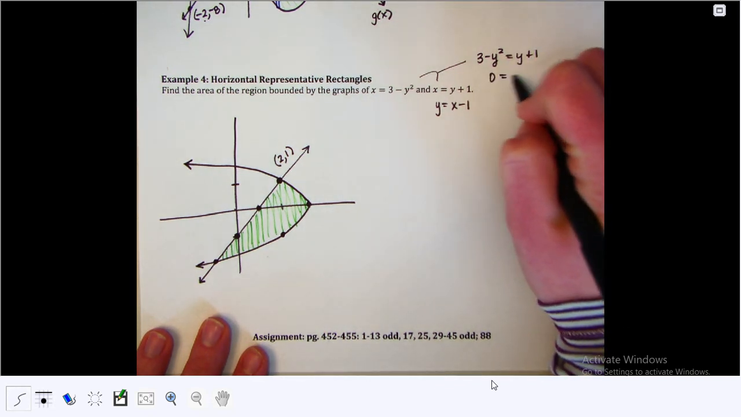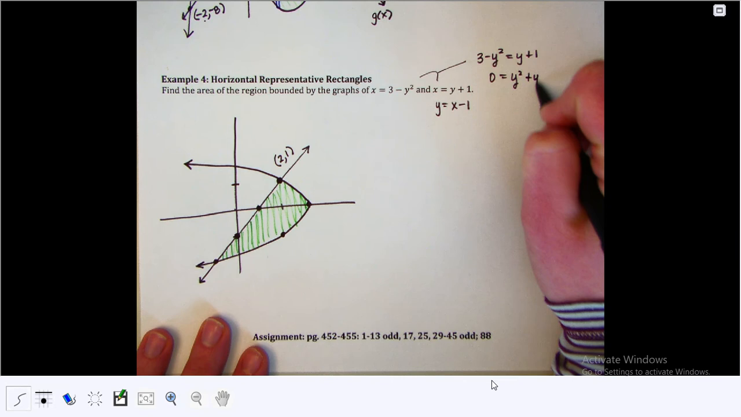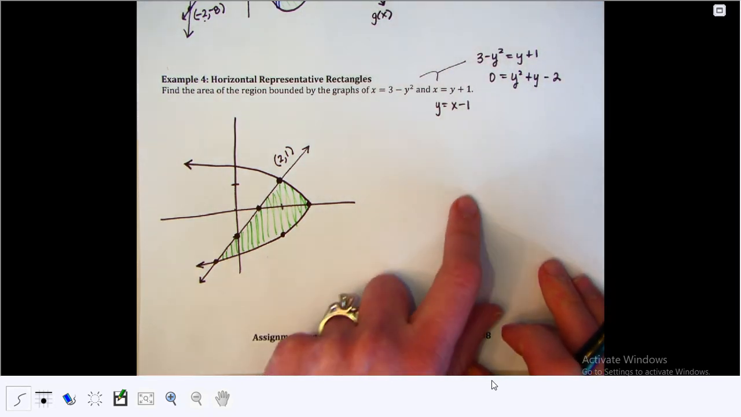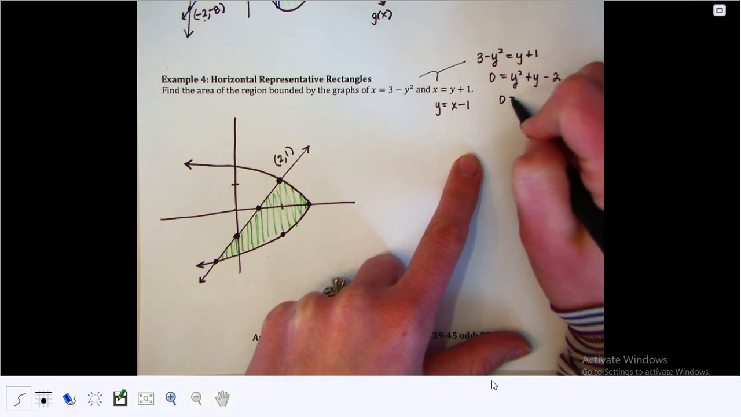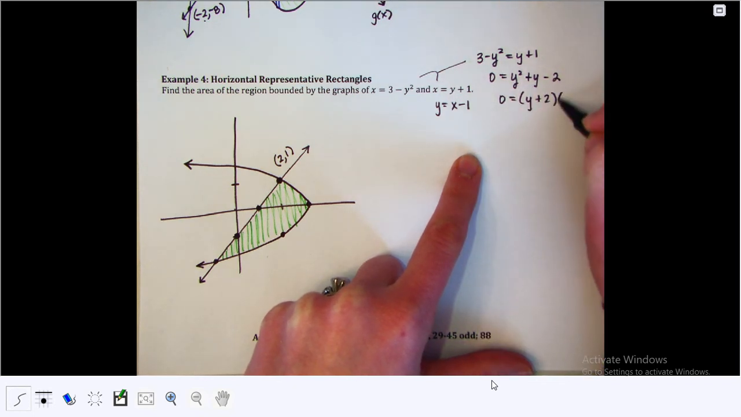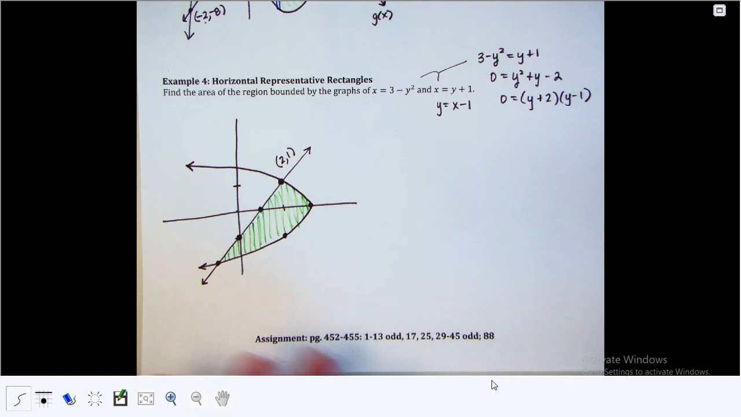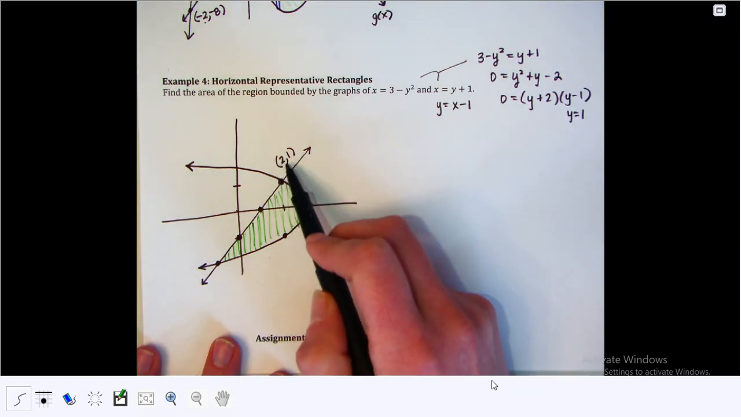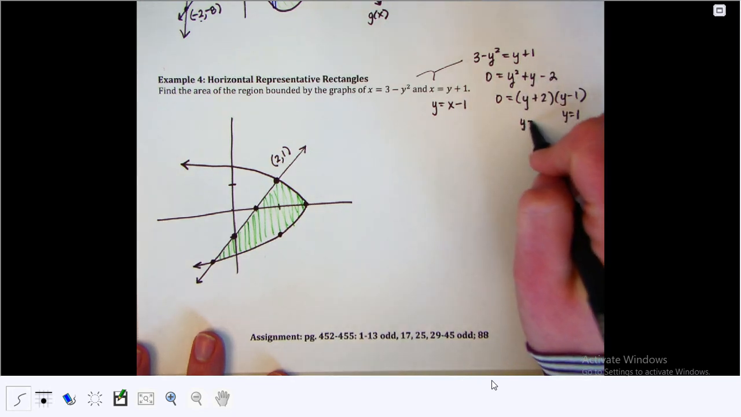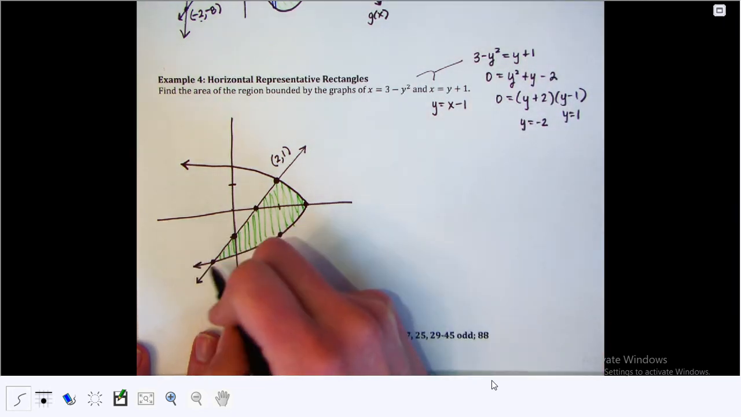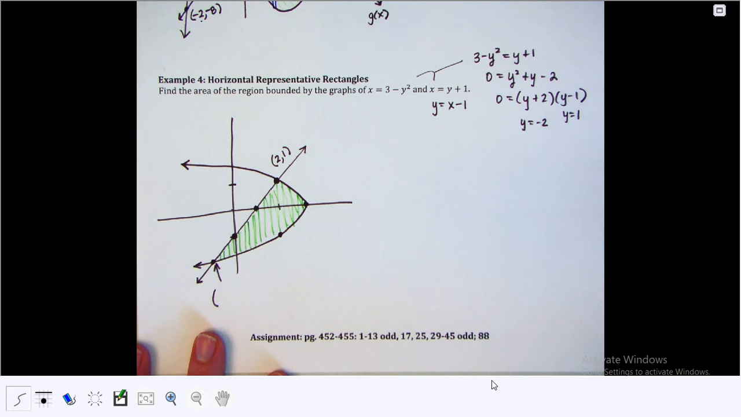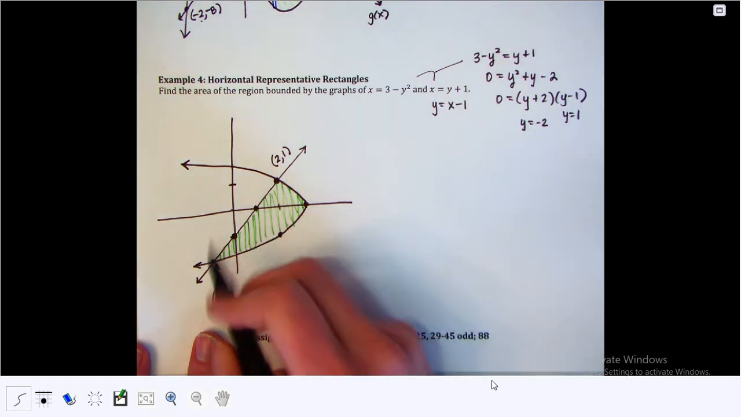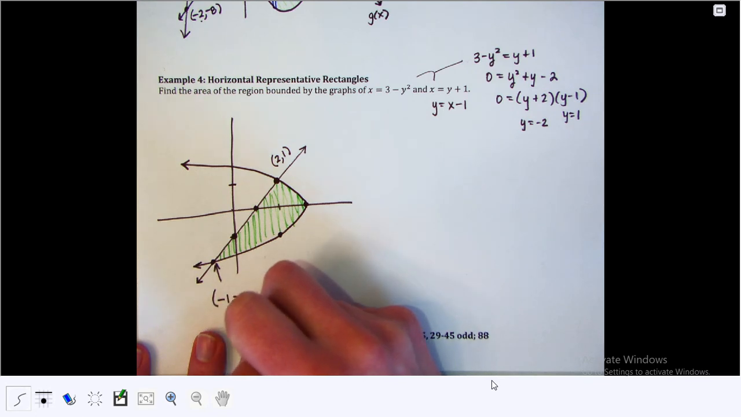So 0 equals y squared plus y, and if I subtract 3, that's minus 2. That would give me, let's see, a plus 2 and a minus 1 for my factors. So y equals 1 is showing up right here with that intersection point. And when y equals -2, that would give me this intersection point. So when y is -2, I'll get -1, -2.